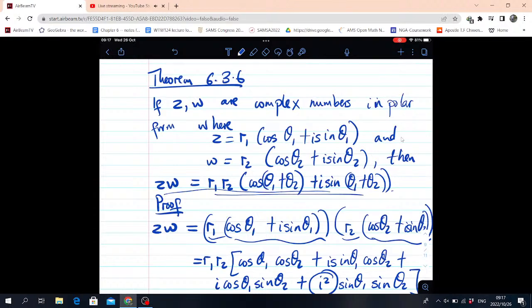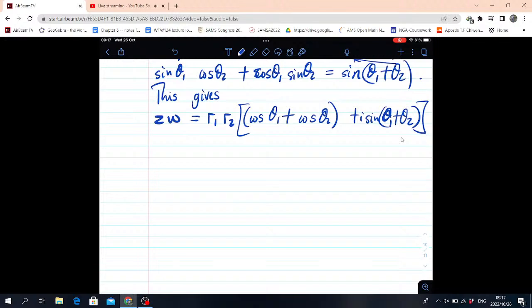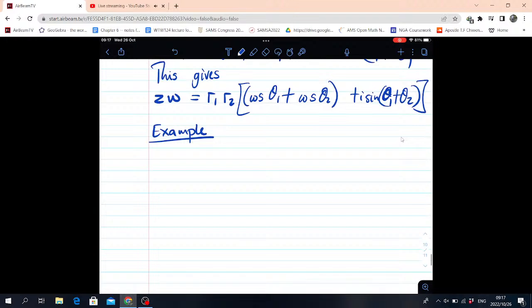I don't know if I've got enough time to do an example just to see what happens. Maybe let me start it off and then we'll see how much we can do. So let's look at an example. Let W be equal to 1 plus i and Z be equal to i. And what we want is to find ZW. So we want to write it in polar form. So this one is a simple one.